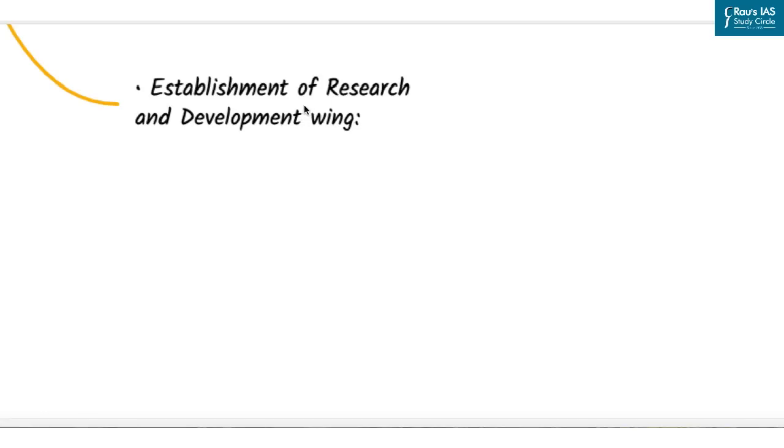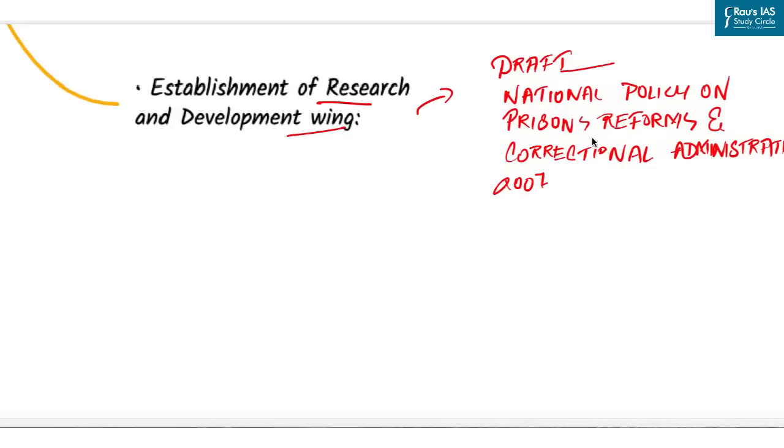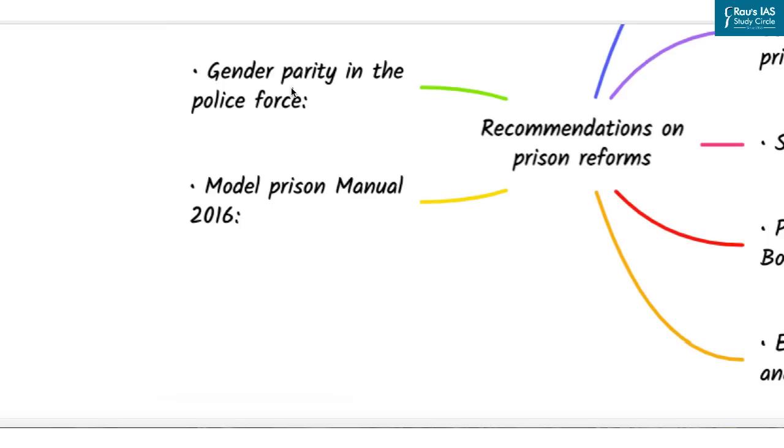Next suggestion is establishment of a research and development wing. This was recommended by the Draft National Policy on Prison Reforms and Correctional Administration 2007. Next suggestion is gender parity in police force, and this was recommended by the Justice Krishna Iyer Committee, which was set up in the year 1987. So what did this committee recommend?